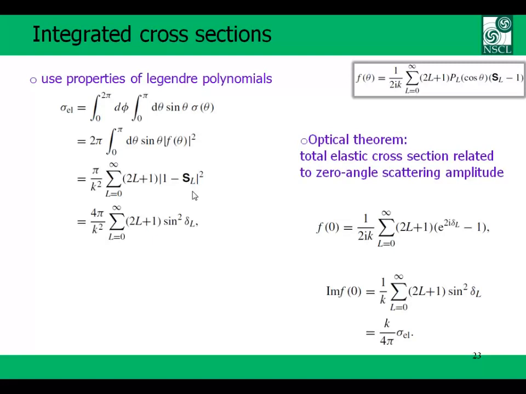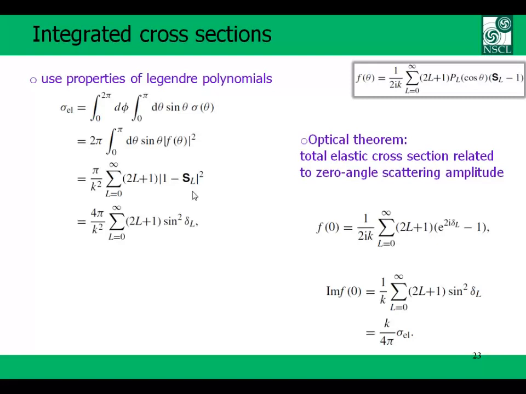Now, there's a very important theorem called the optical theorem that allows us to relate the total elastic cross-section with the zero angle scattering amplitude. And note just the following. It's really simple to work out, because all Legendre polynomials have this property that when cosine theta is 1, they're 1. So if theta is 0, the scattering amplitude is written this way, but the total elastic scattering was written in this way. Just by relating these and identifying that this is a sine square delta, you get an immediate relationship from the imaginary part of F of theta with sigma elastic.